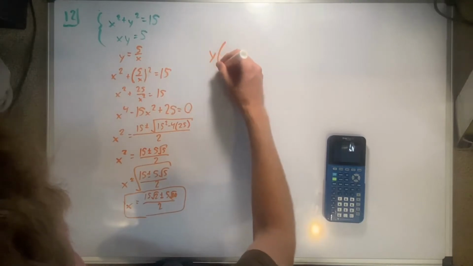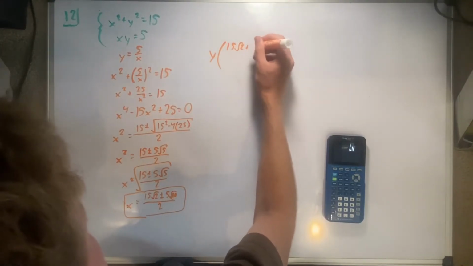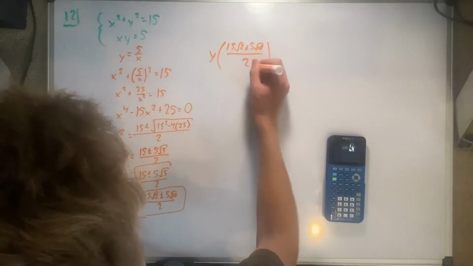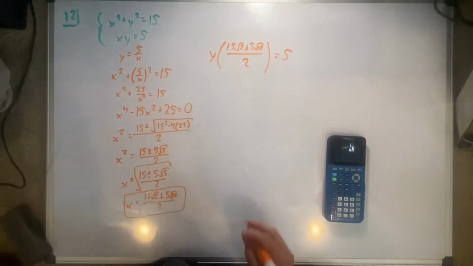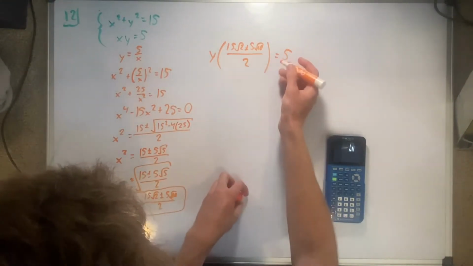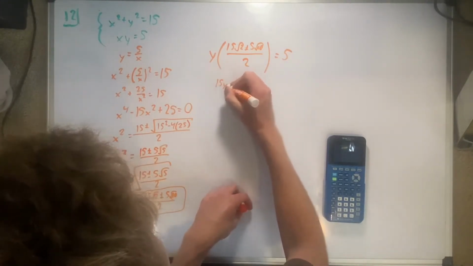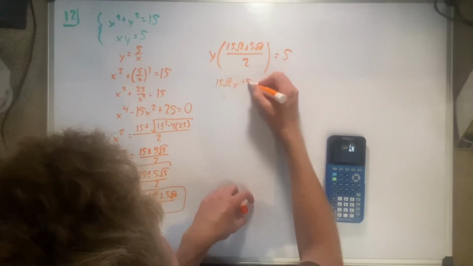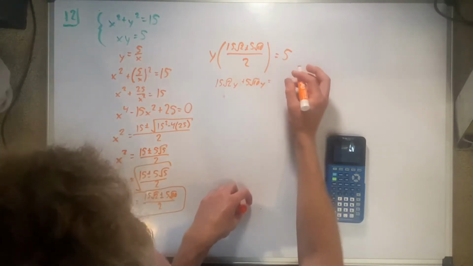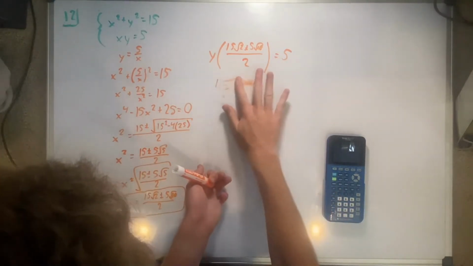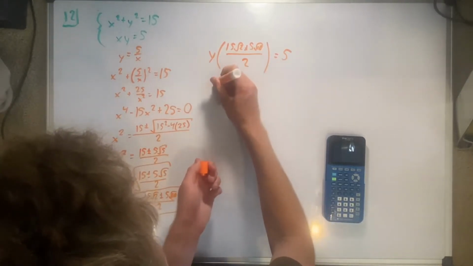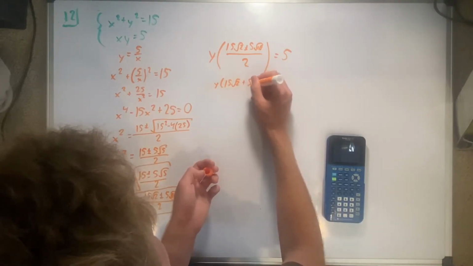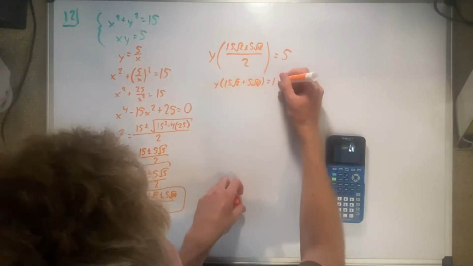So y times (15 rad 2 plus or minus 5 rad 10) over 2 is equal to 5. So we will multiply by 2, 15 rad 2y plus 5 rad 10y is equal to, actually, you know what, this is already simplified for us, so I'm not going to distribute that y over. We're just going to go y times (15 rad 2 plus 5 rad 10) is equal to 10.